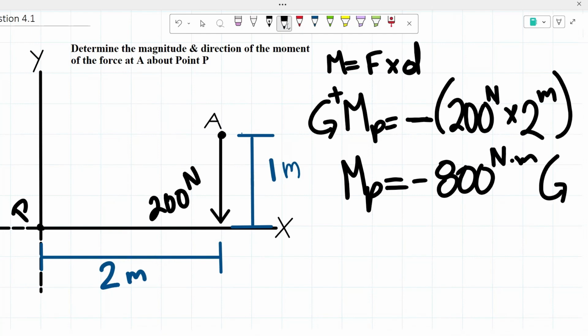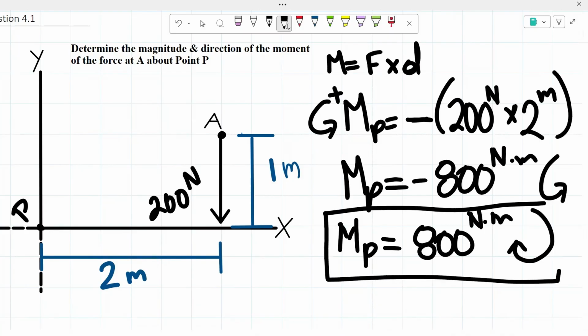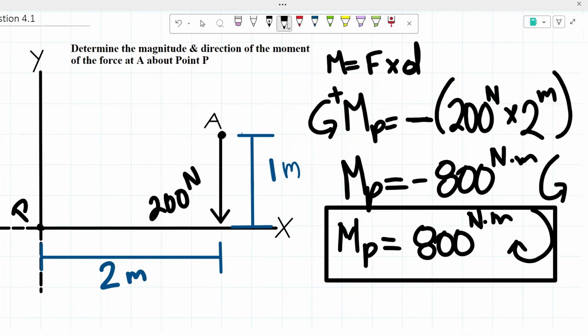counterclockwise. But since we want to deal with positive numbers here, we could simply rewrite that as saying that the moment around point P is equal to positive 800 newton meters clockwise. And like that, we were able to find our magnitude, which is the 800 newton meters, and our direction, which is clockwise.